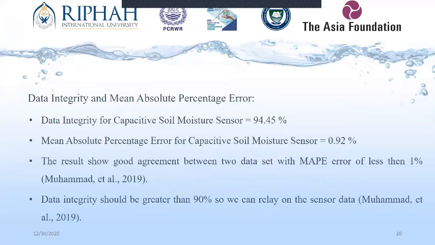And after that, we checked the sensor for data integrity and mean absolute percent error. That means our sensor gave us 94.45% data integrity and 0.92% mean absolute percent error. And some papers have shown that if the MAPE is less than one and data integrity is greater than 90, then we can use that technology in research and in management.